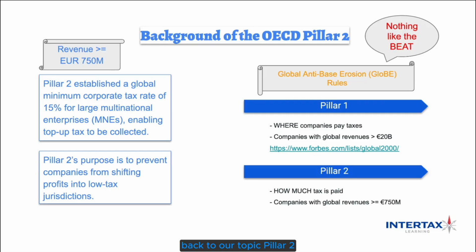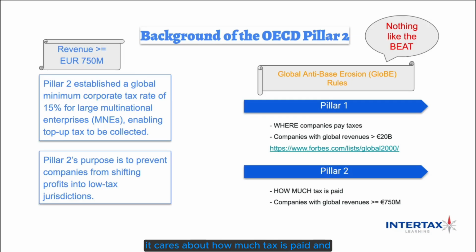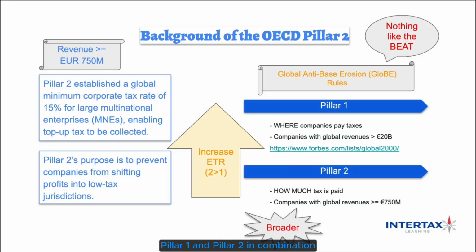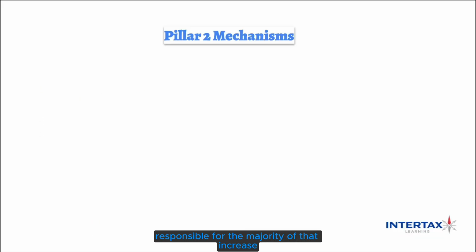Back to our topic. Pillar 2, on the other hand, is very different from Pillar 1. It cares about how much tax is paid, and it covers companies with global revenue of at least 750 million euros, giving Pillar 2 a far broader application than Pillar 1. Pillar 1 and Pillar 2 in combination would increase the effective average tax rate by around 0.7% across all countries. Pillar 2 is responsible for the majority of that increase.